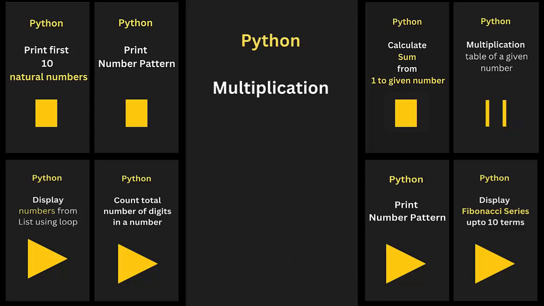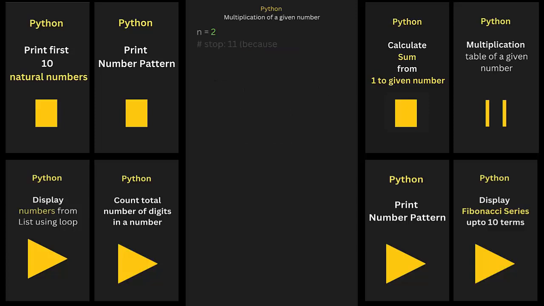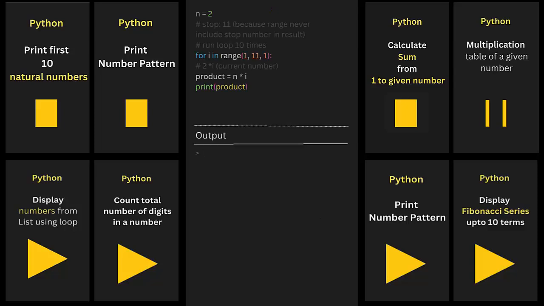This program prints the multiplication table of 2. It uses a for loop that runs from 1 to 10, multiplying 2 by the current loop number each time, and then prints the result. It shows 2 times 1 through 2 times 10.